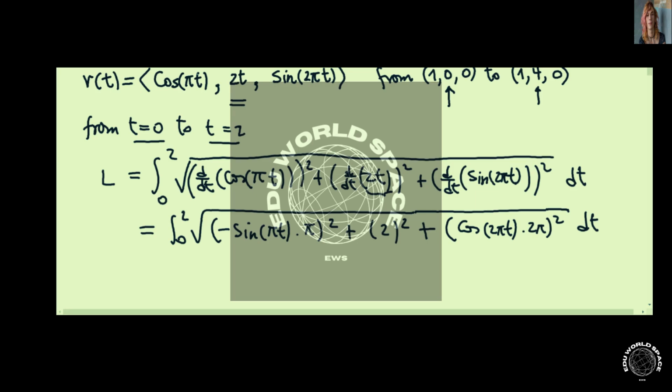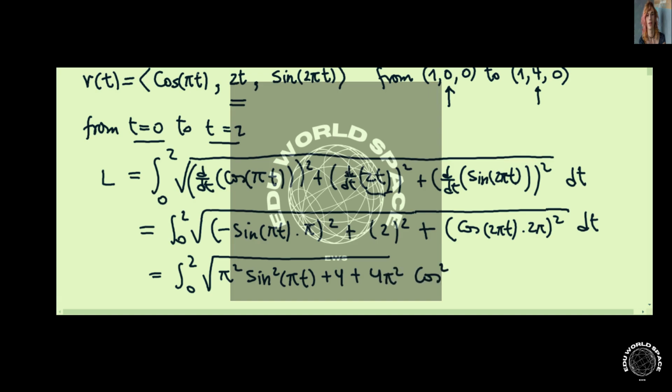So this is the integral from 0 to 2 of the square root of pi squared sine squared of pi t plus 4 plus 4 pi squared cosine squared of 2 pi t.